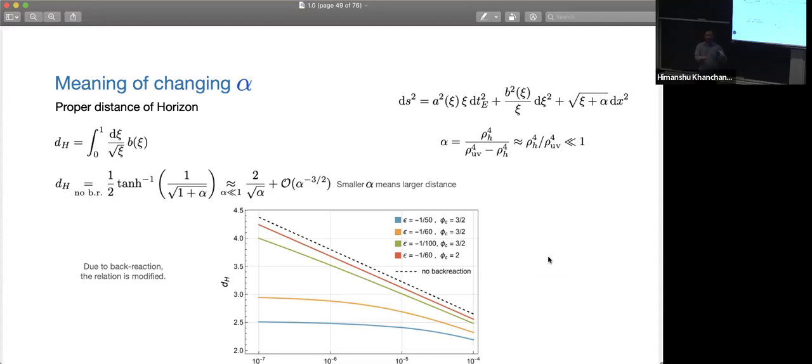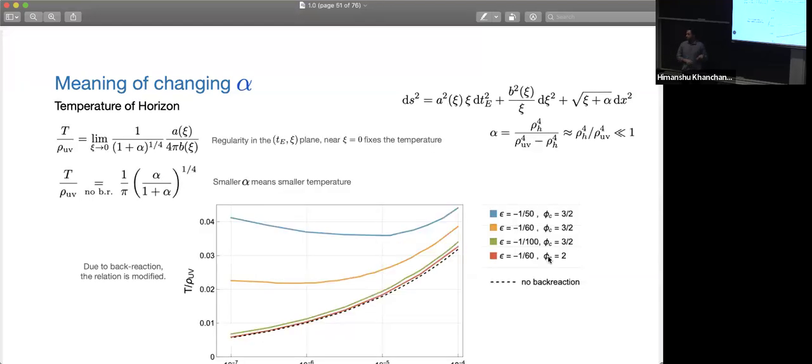So the picture is that if I was a person dialing alpha, if there was no back reaction, dialing alpha meant this is the UV brane, the horizon just went like this. With back reaction, the horizon goes and it kind of just slows down here, right? The proper distance starts to saturate as you start making alpha small, which is different from the no back reaction case. So this is the thing that I wanted to point out here.